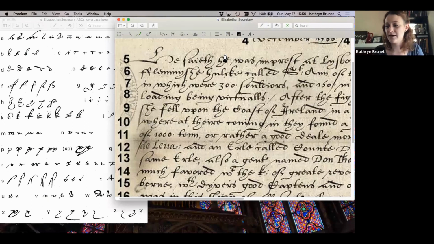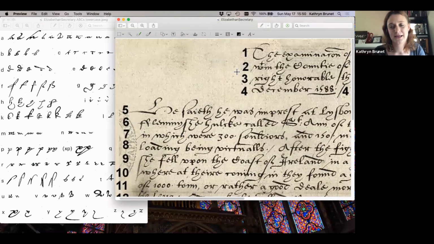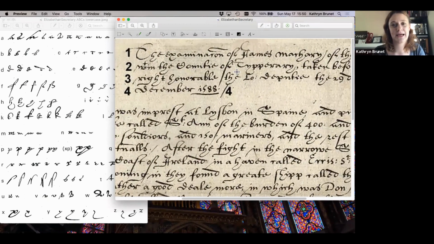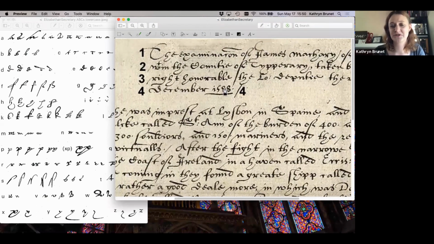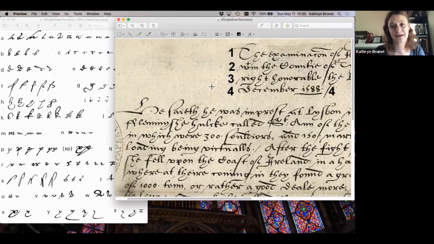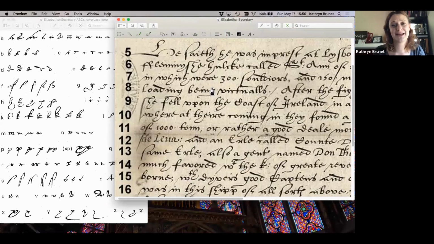So we're going to start at line 5 because the top part is all these pleasantries and formalities, and there are a bunch of proper names, and there's no way we're going to know what they are because proper names and spelling from the 1500s is really tough.